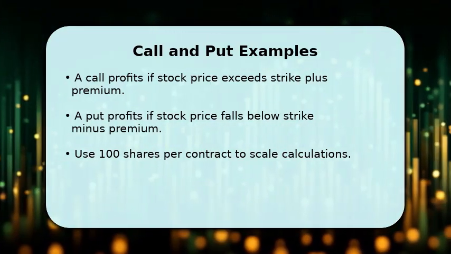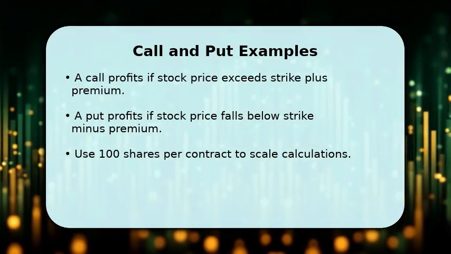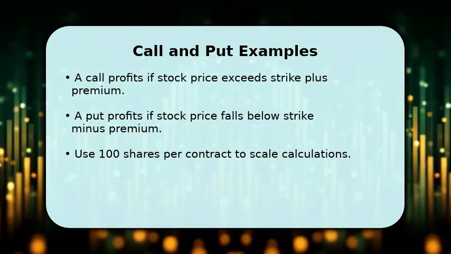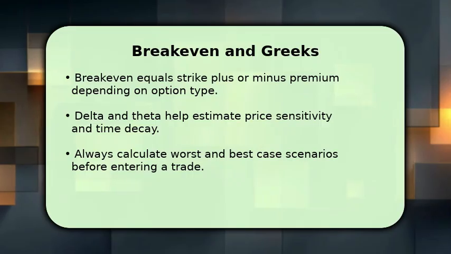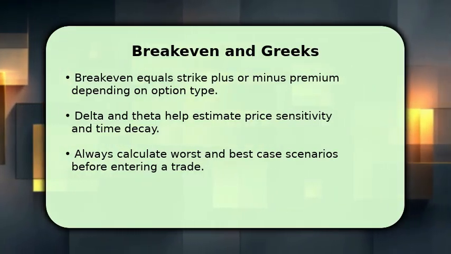Multiply by 100 per contract and subtract total premium to get your net profit or loss. Calculate break-even precisely. For calls, add premium to strike. For puts, subtract premium from strike, then evaluate probability of expiring in the money.